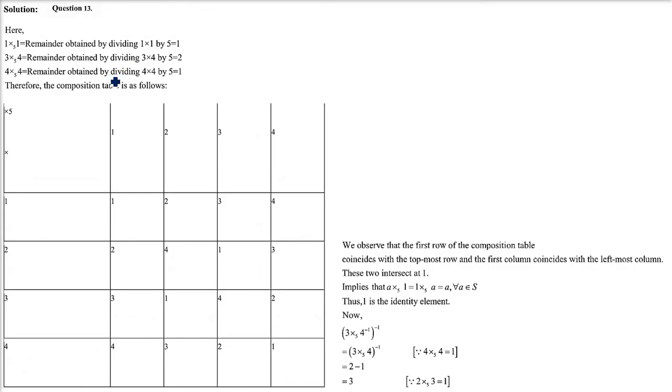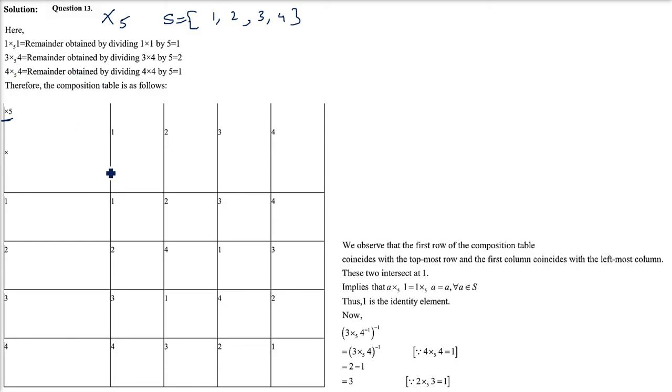For the binary operation multiplication modulo 5, ×5, defined on the set S equal to {1, 2, 3, 4}, write the composition table. Let me tell you first how you are going to make it. You have to write ×5 here. The set S is also given to us: it's 1, 2, 3, 4. So now you know how to make it.